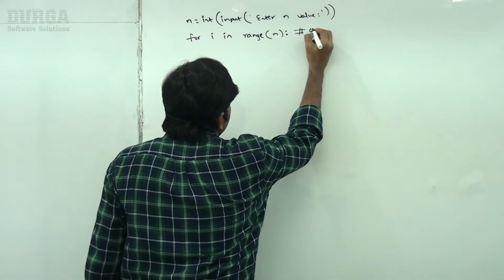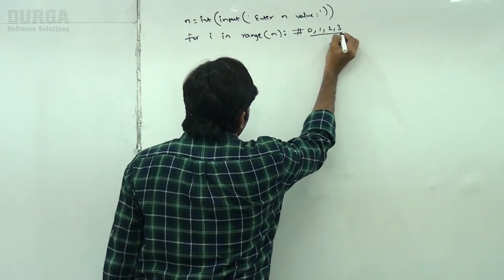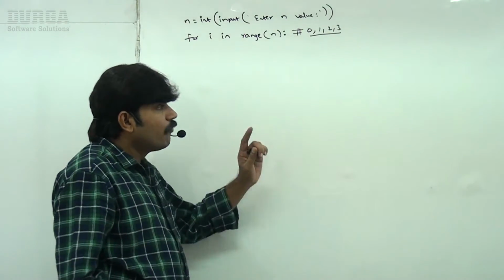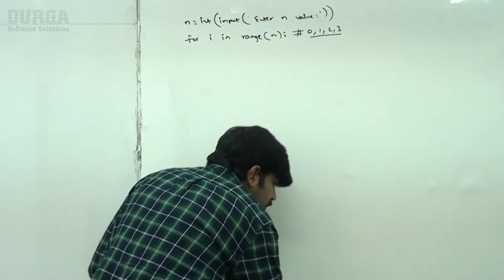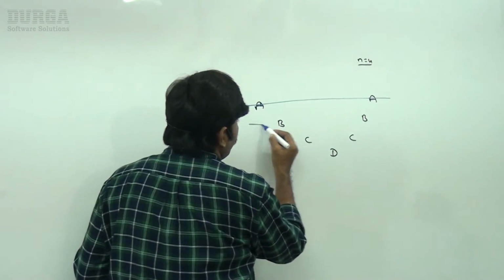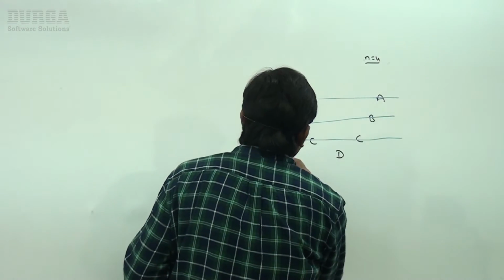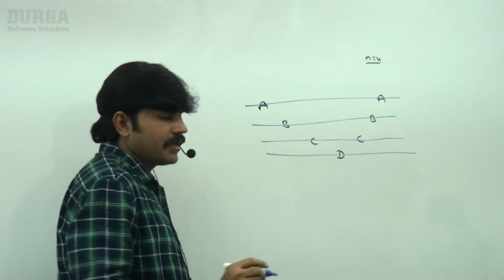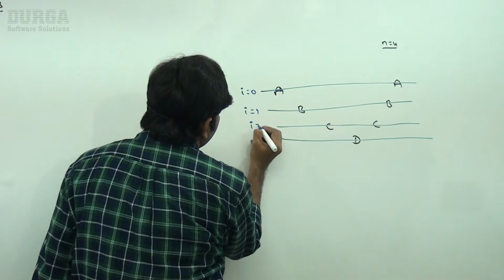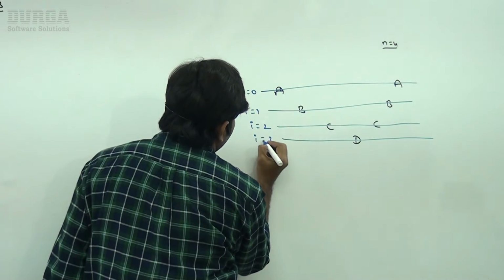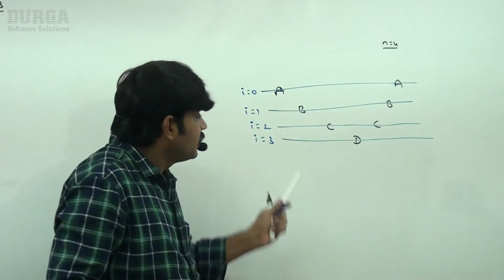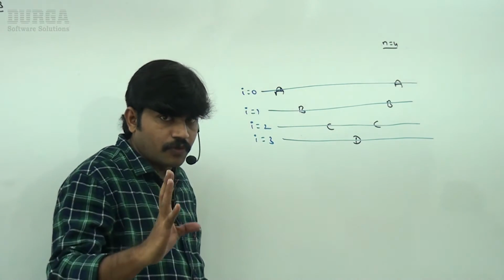Now observe 0, 1, 2, 3. So how many rows are there? Observe, 4 rows are available. Now this is the first row, this is the second row, this is the third row, this is the fourth row. So i is equal to 0, i is equal to 1, i is equal to 2, i is equal to 3, sir. So total how many rows are available? 4 rows are there.